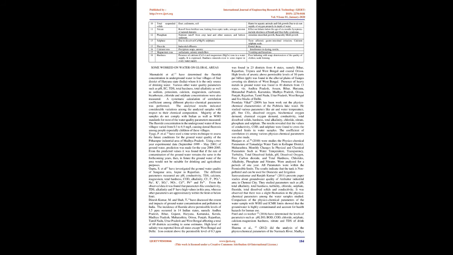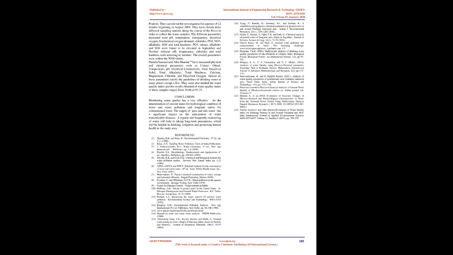Dinesh Kumar, M., and Shah, T. 18 have discussed the extent and impacts of groundwater contamination and pollution in India. The incidence of fluoride above permissible levels of 1.5 ppm occurred in 14 Indian states, namely Andhra Pradesh, Bihar, Gujarat, Haryana, Karnataka, Kerala, Madhya Pradesh, Maharashtra, Orissa, Punjab, Rajasthan, Tamil Nadu, Uttar Pradesh, and West Bengal, affecting a total of 69 districts according to some estimates. High level of salinity was reported from all states except West Bengal and Delhi.